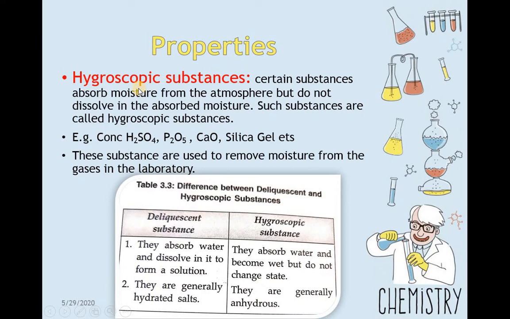Now come to the hygroscopic substances. These substances absorb moisture from the atmosphere, but they do not dissolve in the absorbed moisture. Like concentrated sulfuric acid, P2O5, that is phosphorus pentoxide, calcium oxide, silica gel, etc. These are used to remove moisture from the gases in the laboratory. Differences between deliquescent and hygroscopic substances are given over there. One, absorb water and dissolve in it, and these absorb water but do not change state.